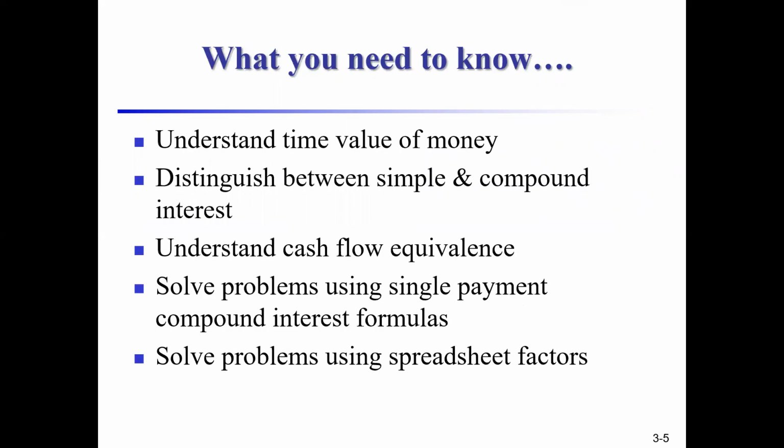So what we need to know: the distinction between compound and simple interest, cash flow equivalence, solve problems using single payments, and solve problems using spreadsheet factors. Say that three times fast, spreadsheet factors. You actually learn three ways of doing these calculations. One is called Excel, which should become everyone's best friend soon. One is called tables at the back of the book. And one is called the detailed math equations, which when I was a grad student, they made me work out by hand because our professors hated us. No, just kidding. But now spreadsheets are our best friend.